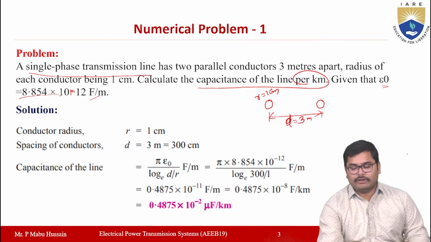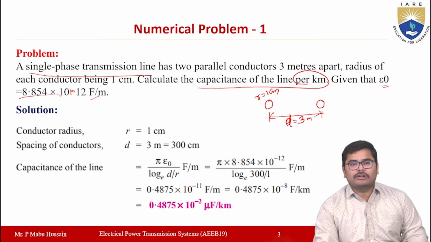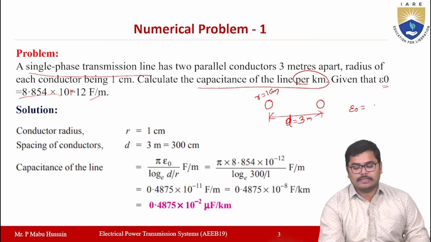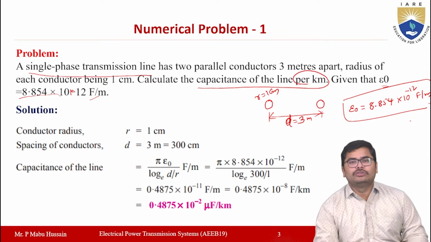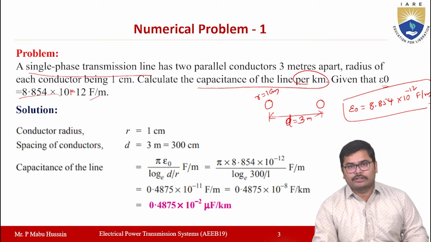The value of epsilon naught is also given here. In some problems, the value of epsilon naught is not given, so you have to remember this value. It is always a constant, equal to 8.854 into 10 to the power of minus 12 farad per meter. This is the epsilon naught value which you have to remember. Sometimes in the problem this value is not given, though here it is given.